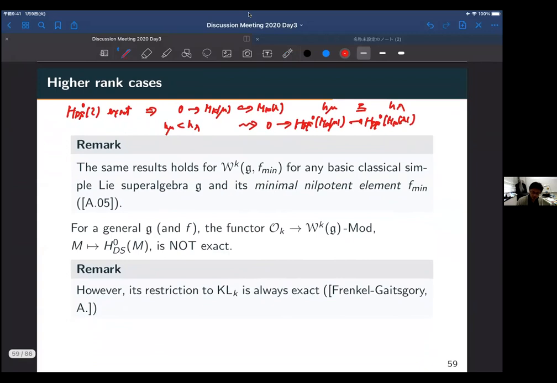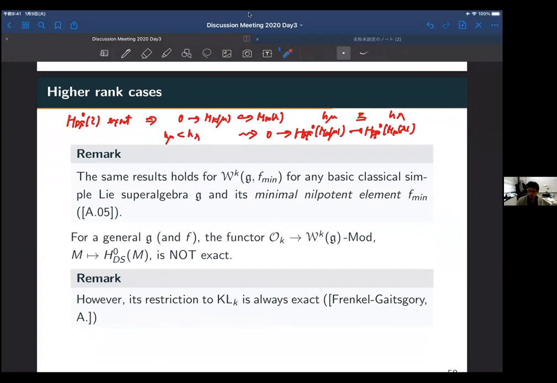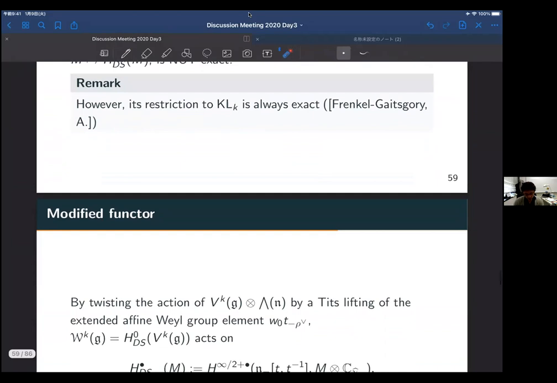However, if we restrict to this Kazhdan-Lusztig category, this kind of problem doesn't happen, and you can show that the functor is exact. But unfortunately, we cannot get all simple modules in this way. So you have to modify our construction a little bit. But this is possible.